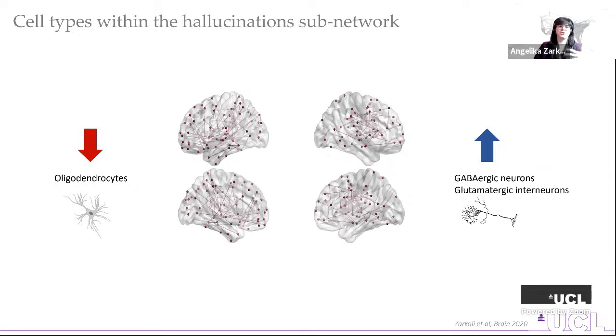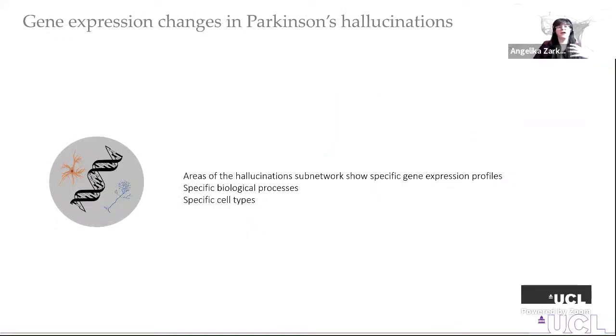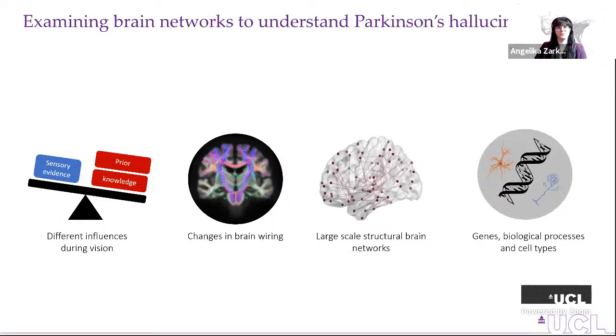And this again provides us some useful insights because, as I said, the oligodendrocyte is a cell that is very important for white matter health because it produces a sheath around the fiber that helps white matter fibers transmit information more quickly. So perhaps these regions are vulnerable because they are normally less rich in oligodendrocytes, so in the presence of Parkinson's disease, they can lose connectivity. So areas of the hallucination subnetwork that were affected in Parkinson's with hallucinations show specific gene expression profiles, and these are associated with specific biological processes and cell types.